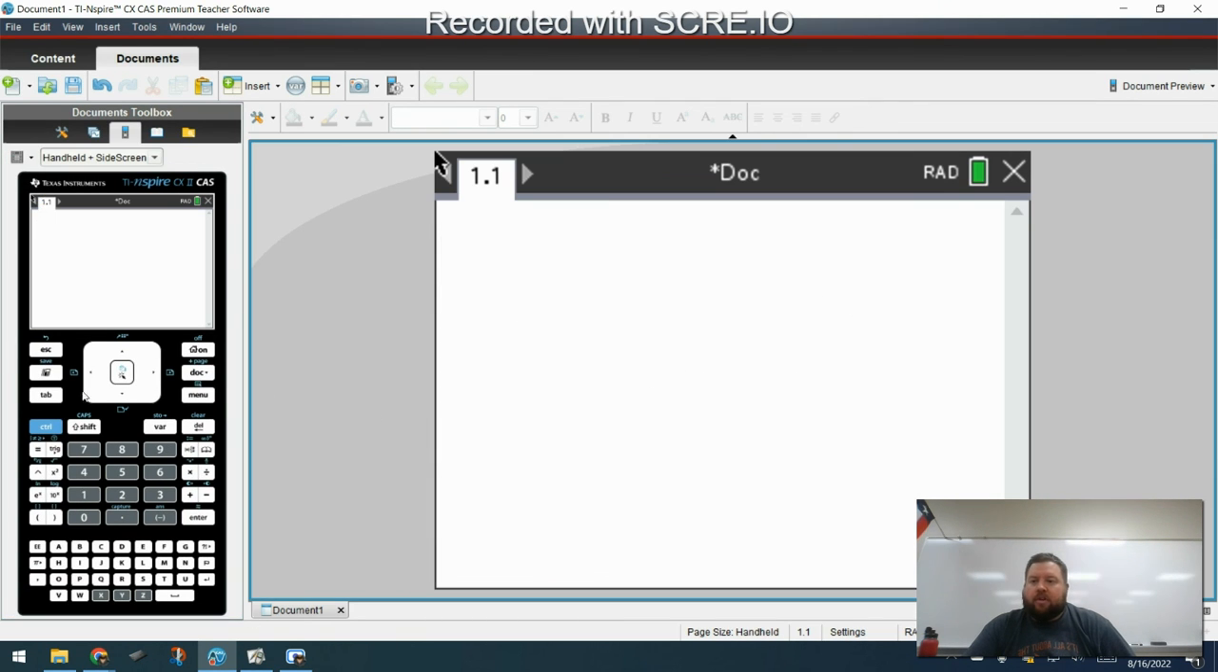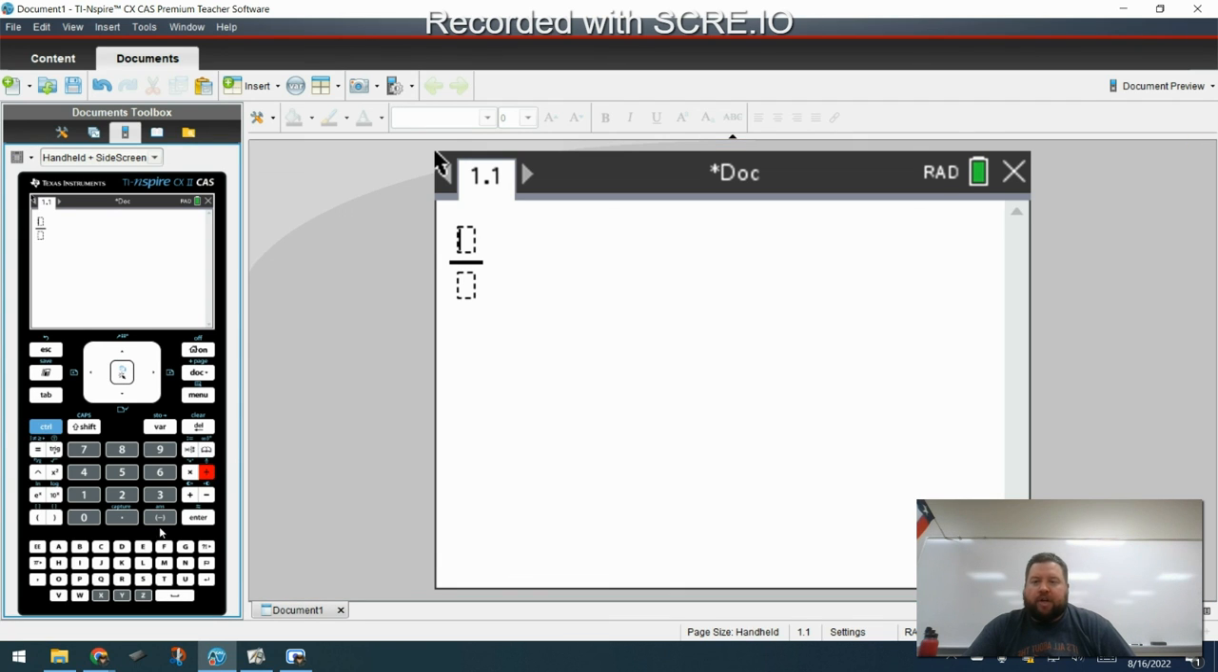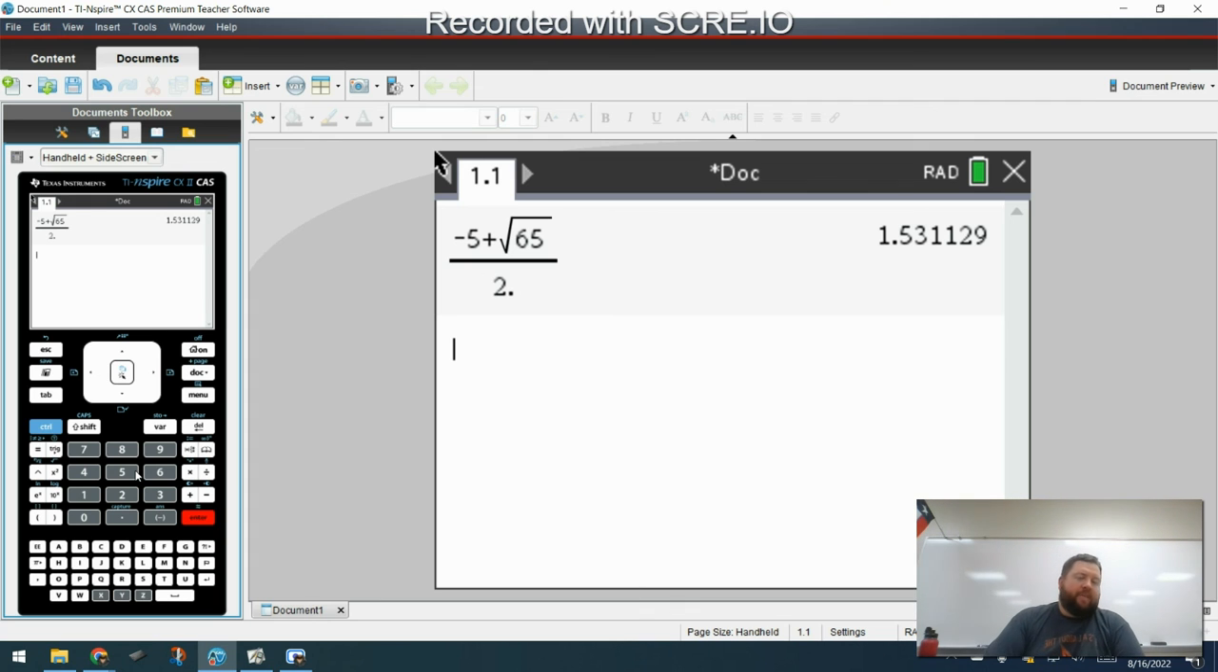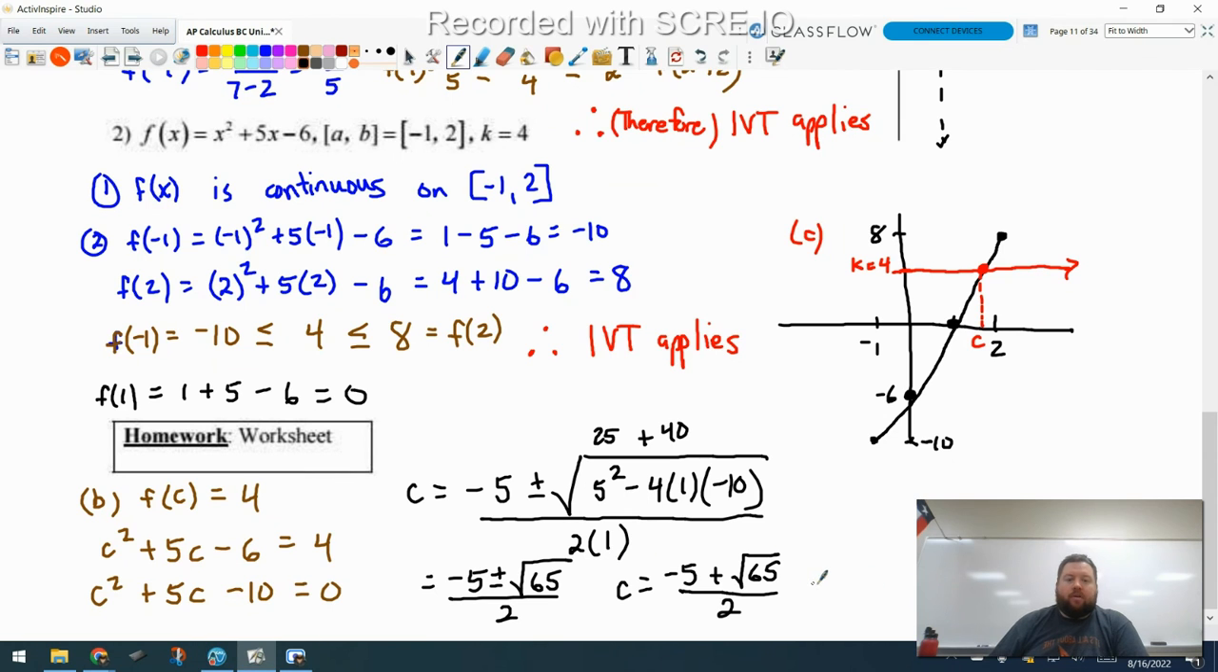All right, so I'm going to start just by plugging in the answer we got from the quadratic formula, negative 5 plus the square root of 65 over 2 in decimal form, 1.531. And that's about what we saw visually on our graph. So approximately equal to 1.531.